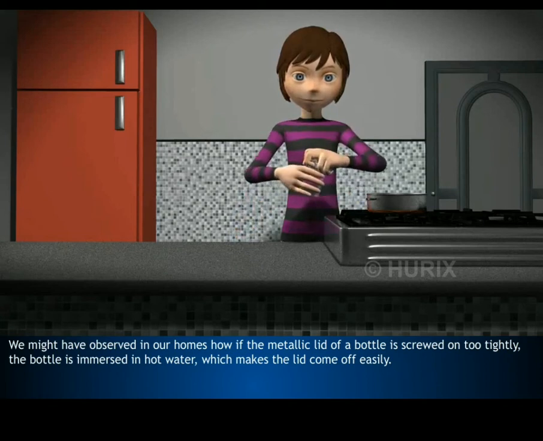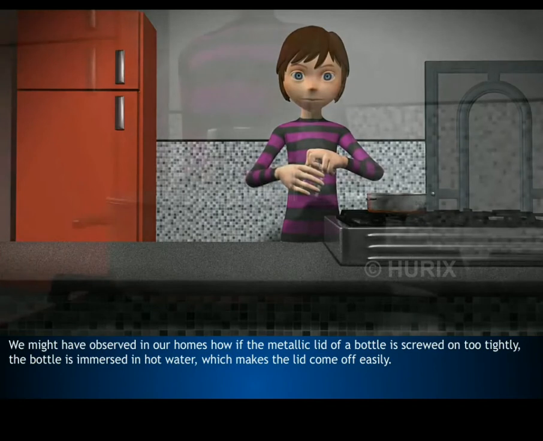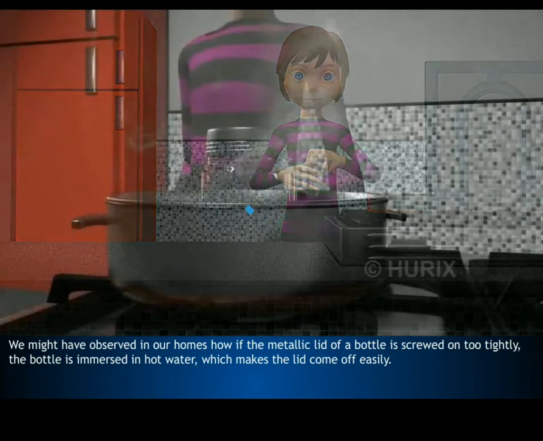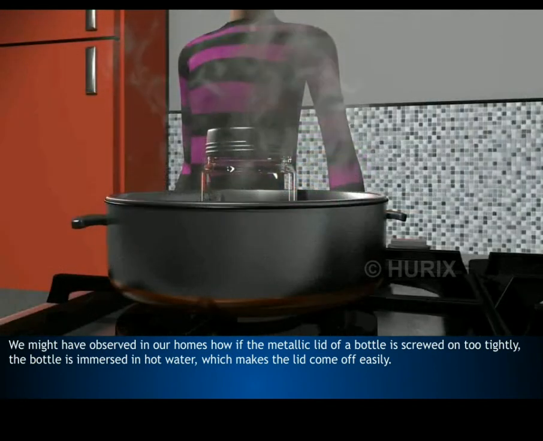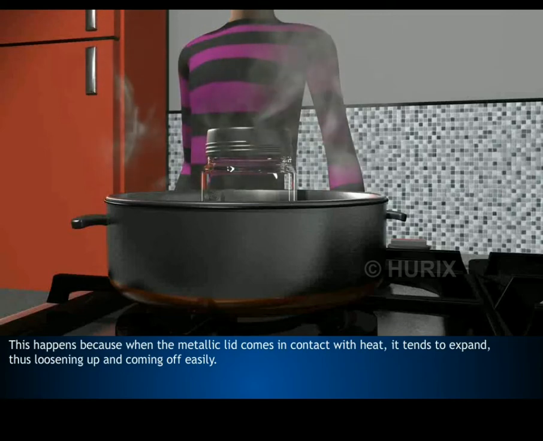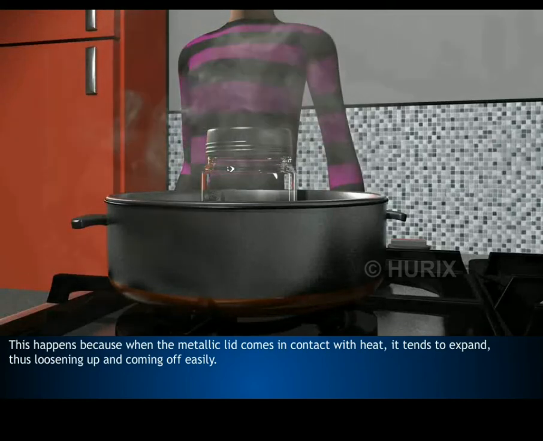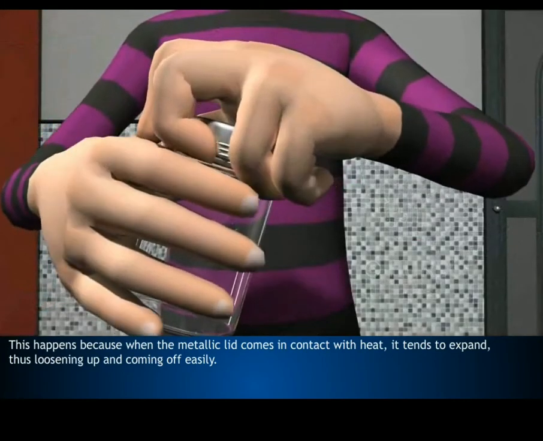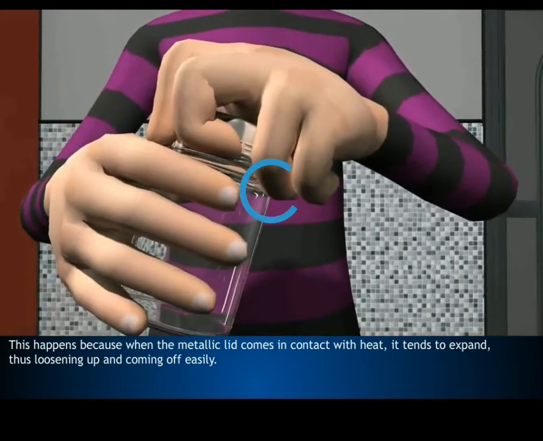The lid of a bottle is screwed on too tightly. The bottle is immersed in hot water, which makes the lid come off easily. This happens because when the metallic lid comes in contact with heat, it tends to expand, thus loosening up and coming off easily.